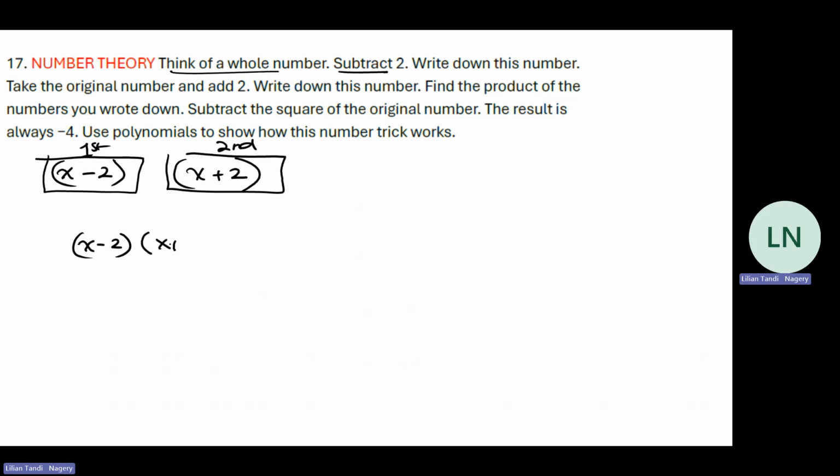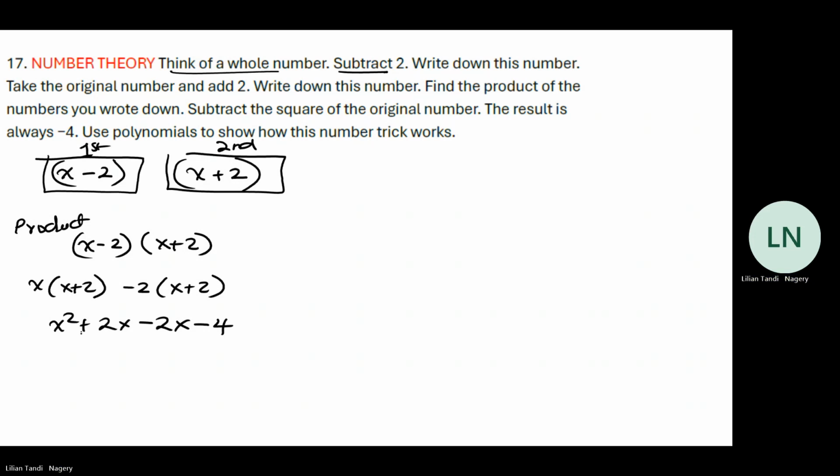So here you're doing part 3. The product means to multiply. So you're going to do x minus 2 times x plus 2. Do the distributive property: x squared plus 2x minus 2x minus 4. This becomes 0. So our answer is x squared minus 4 for the product. And we box our answer.